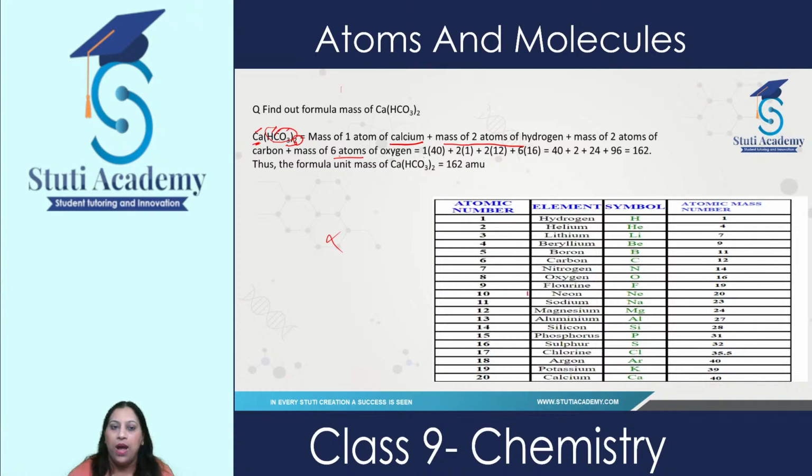Now write down their atomic masses. So 1 multiplied by calcium's 40, as you can see here, 40, and then hydrogen 1, then carbon 12, and oxygen 16. So simply multiply the number of atoms with their atomic masses, and we get 40 plus 2 plus 24 plus 96, and finally we get 162 amu. That is the formula unit mass of calcium hydrogen carbonate. Okay, so this is how you calculate the formula unit mass.